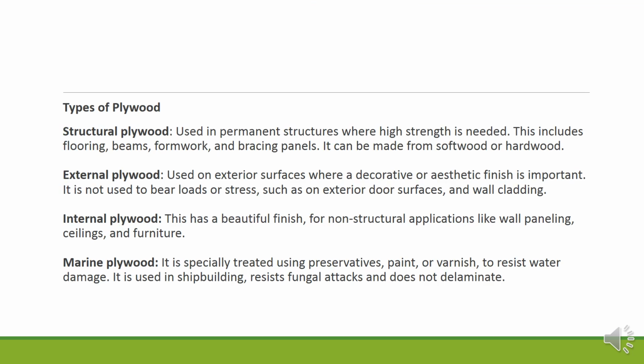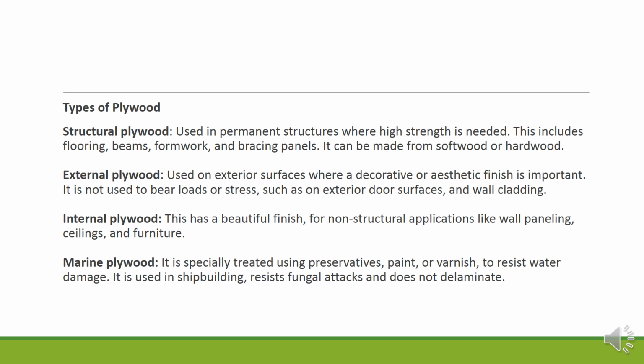Some of the types of plywood used for construction purposes. We have four types. One is structural plywood, external plywood, internal plywood and marine plywood. So what is structural plywood? It is used as a permanent structure where high strength is needed. This includes flooring, beams, formwork and bracing panels. It can be made from softwood or hardwood.